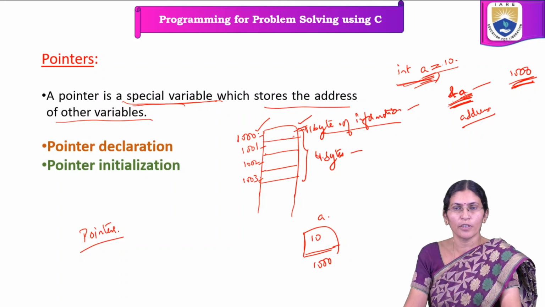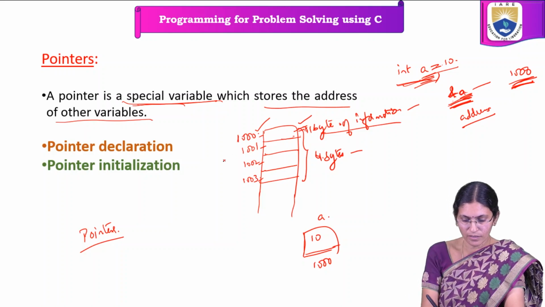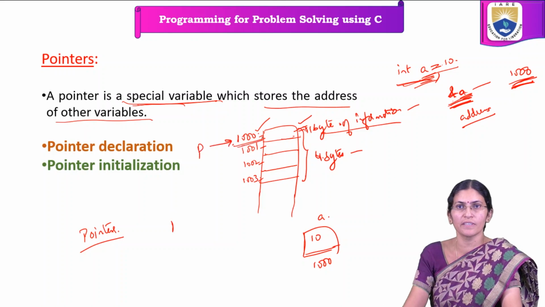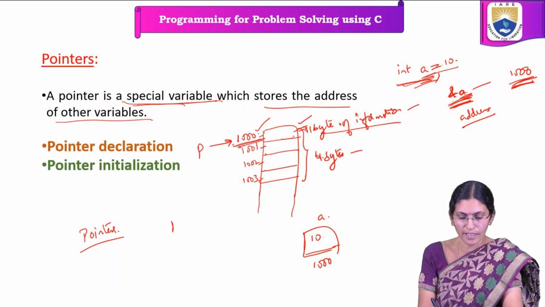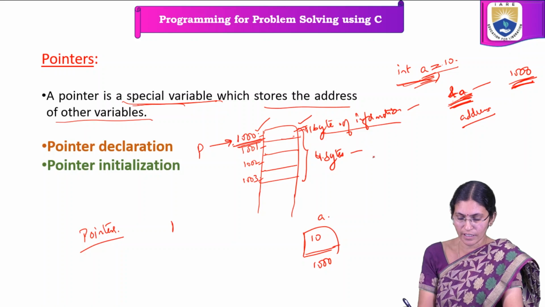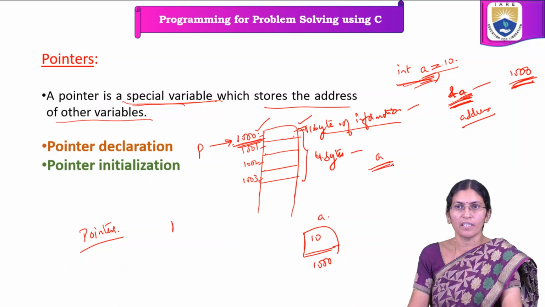With the help of pointers, we can access the values which are stored in variables. For example, if we are using a pointer here, p is a pointer, and it is pointing to this address, which means it is storing the address of the integer variable a. So p is pointing to a means p is storing the address of integer variable a.